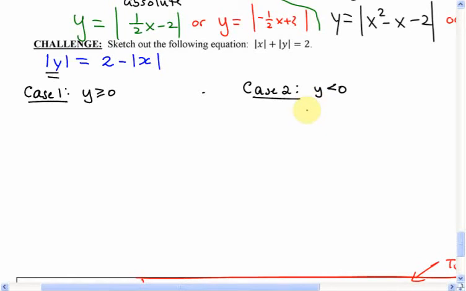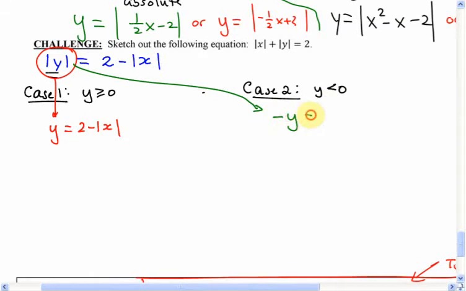Now, ladies and gentlemen, how do we solve this? If y is greater or equal to 0, and I'm going to take my equation in blue, what do I replace the absolute value of y with? Positive y or negative y? Positive y, good. Okay, so this is what we have. Now for case number 2, what would I replace that absolute value of y with? What would it be in this case if y is less than 0? Negative y, good.